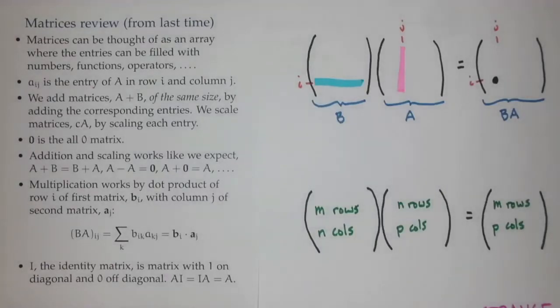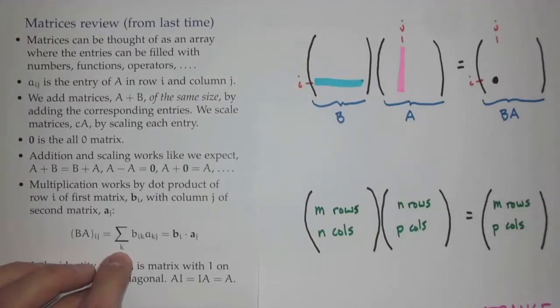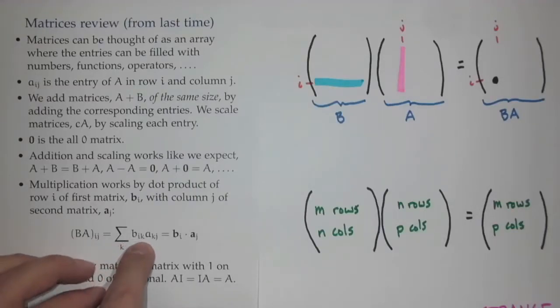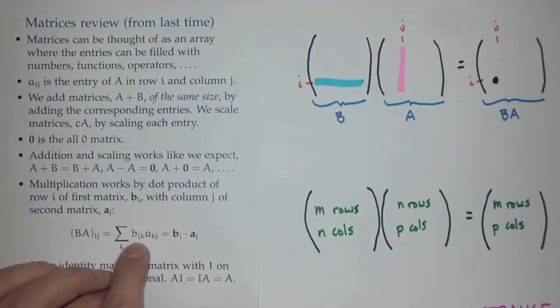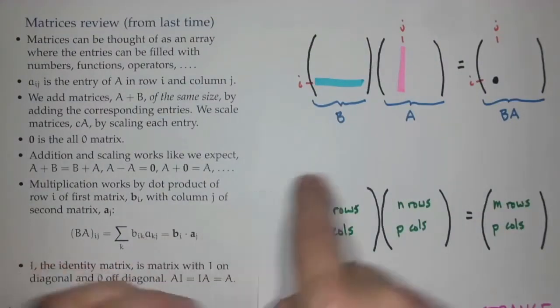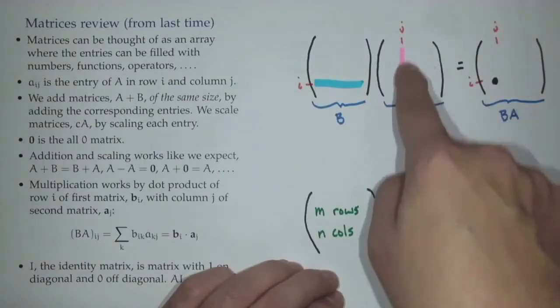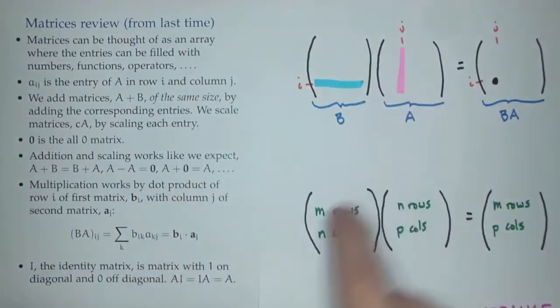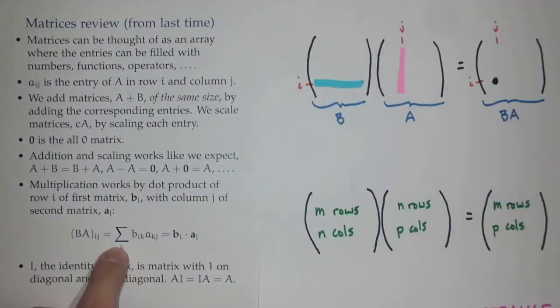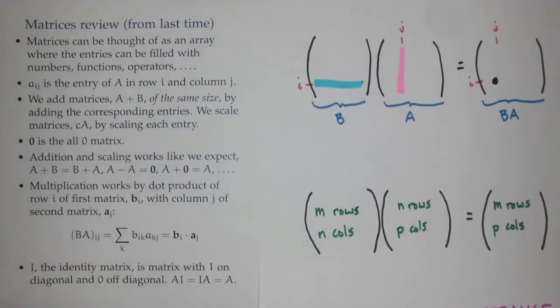Sigma starts with S. Sum starts with S. So sigma for sum. And here we're just saying overall possibilities. And so when I look at something where it says B-I-K, that just says move along that ith row, because the I is the row and K can move along. A-K-J, well, the J is fixed. That's the column. And then k can move along, so you're moving down the column. So you're moving along the row, down the column. Multiply, add it all together. That's also known as the dot product.